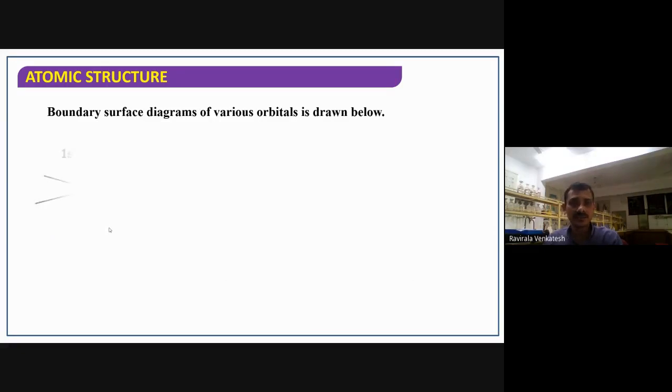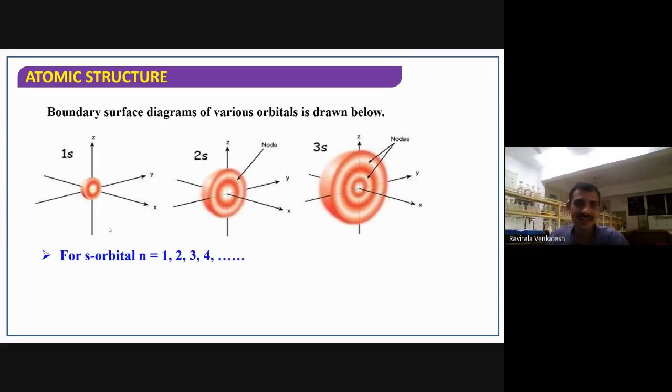Let me see the diagrams here. Now this is for the s orbital. How does the shape look? Spherical in nature. This is the boundary surface diagram for the s orbital, and it looks like this, spherical. And remember one thing, it is non-directional. It does not have any one direction at all.